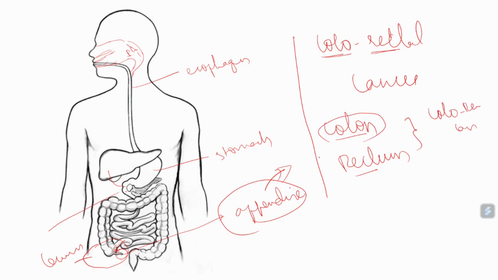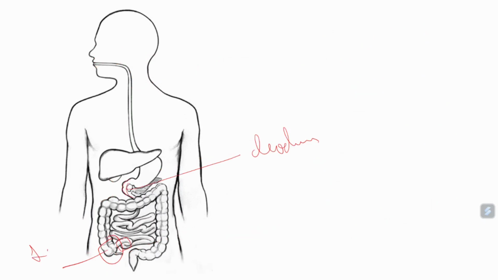Now, what is colon and what is rectum? See, the colon and rectum, both are parts of the large intestine. Colon and rectum are parts of the large intestine. You have to remember. So see here, the region where the small intestine is ending, that part is called the ileum. This ileum is entering into the colon. Colon is the large intestine.